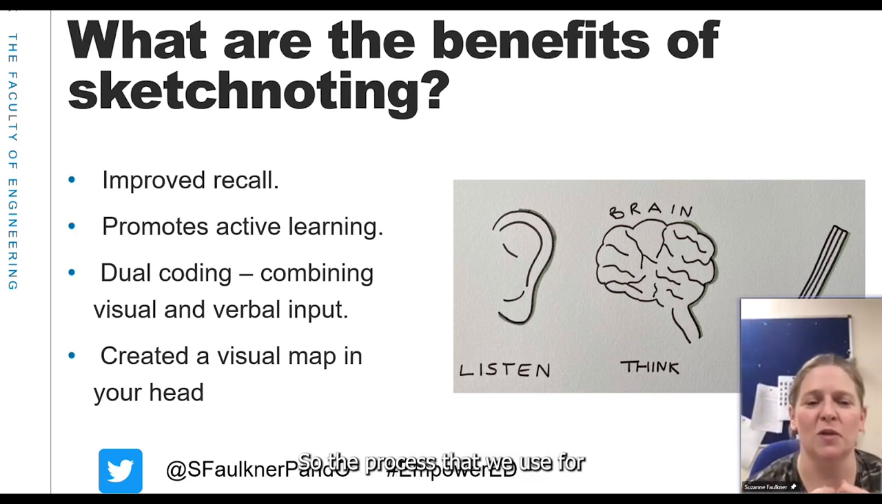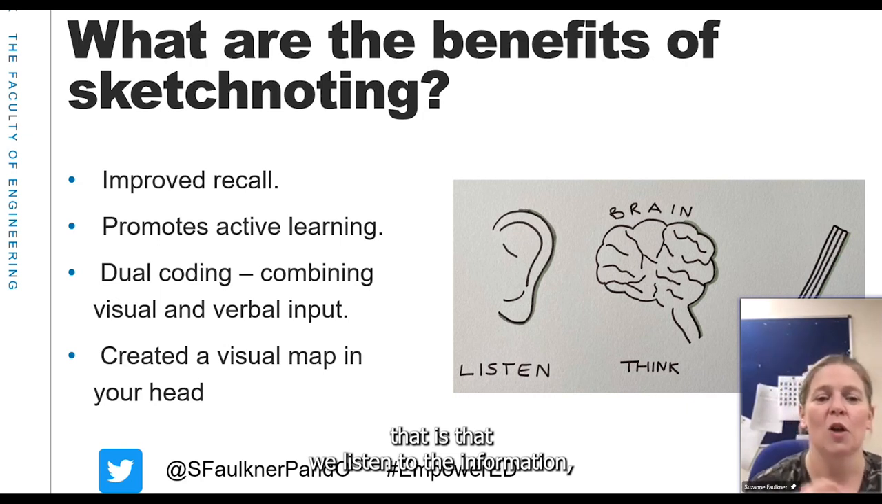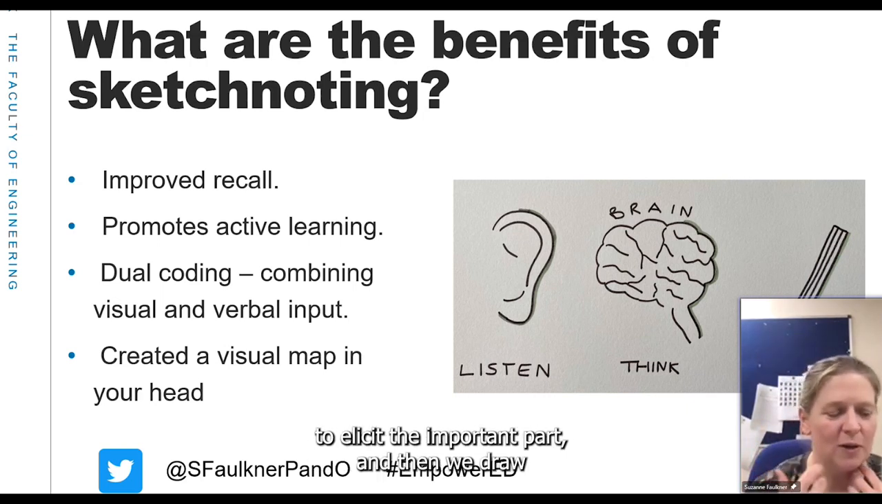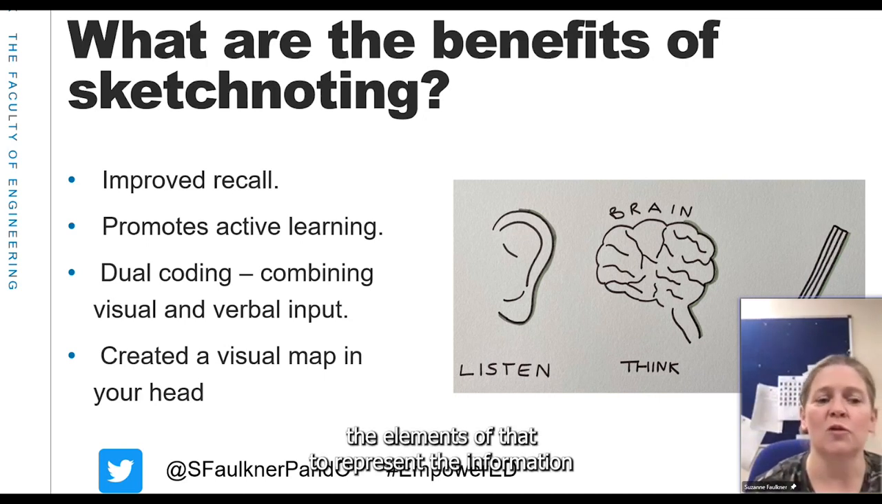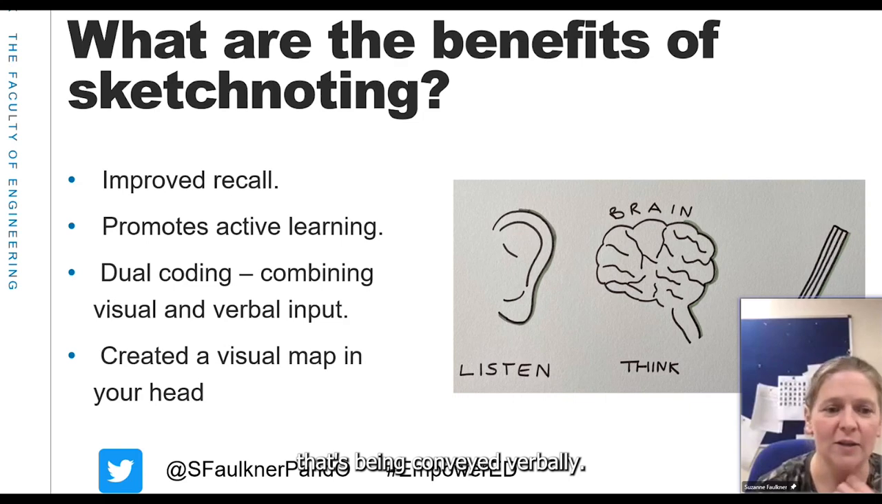And essentially what this does is creates a visual map of the learning in your head, and you can transport that onto a physical visual representation on your paper as a sketch note. So the process that we use for that is that we listen to the information, we process the information, trying to elicit the important parts, and then we draw the elements of that to represent the information that's being conveyed verbally.